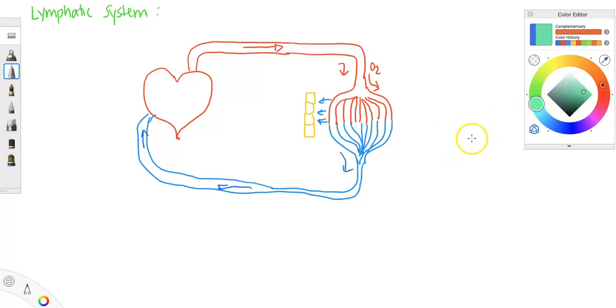So in the lymphatic system, we have lymphatic vessels that are located around capillary beds. And these lymphatic vessels absorb the excess fluid, and then it'll take in like dirt and yucky things as well. So this is a lymphatic vessel.